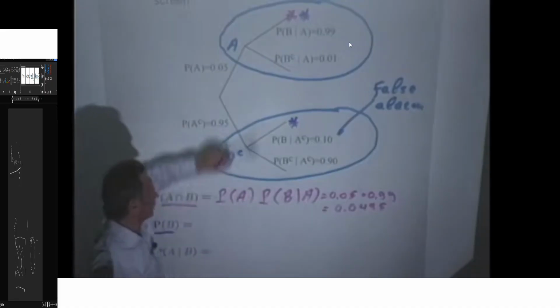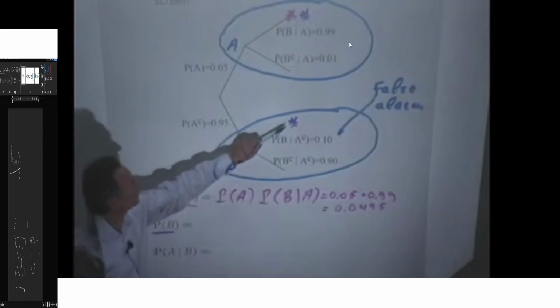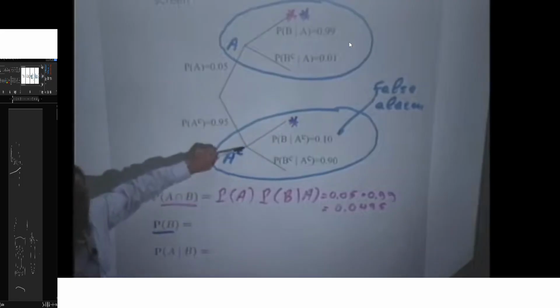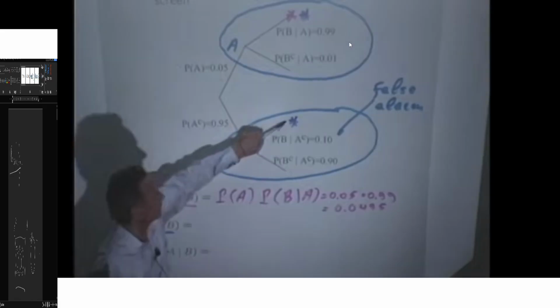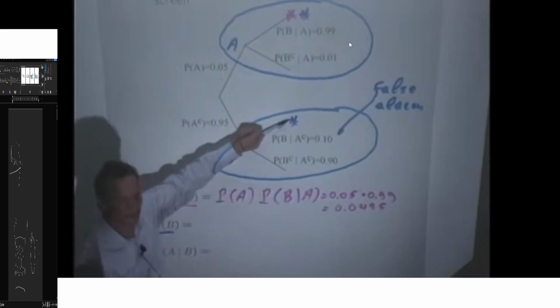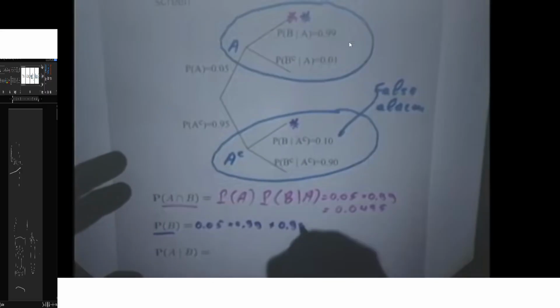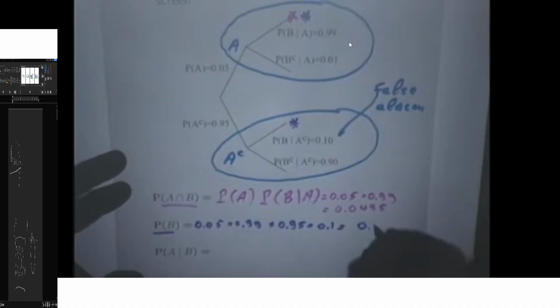For the first outcome, we already calculated. For the second outcome, the probability that this happens is going to be this probability, 95%, times 0.10, which is the conditional probability of taking this branch, given that there was no plane out there. So we just add the numbers, 0.05 times 0.99 plus 0.95 times 0.1, and the final answer is 0.1445. Okay, and now here's the interesting question.